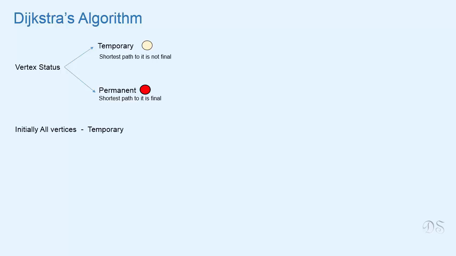Initially, all vertices have temporary status, and in each step of the algorithm, we'll change the status of a vertex from temporary to permanent. That is, in each step, we'll finalize the shortest path to a vertex of the graph.